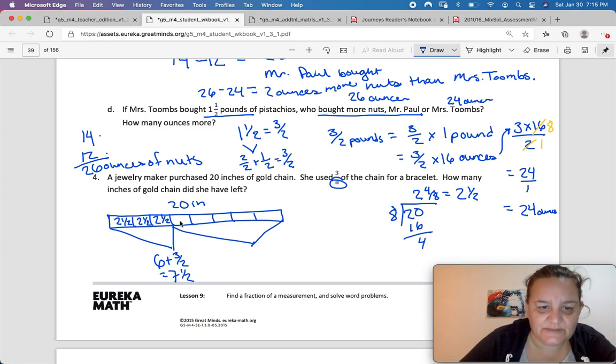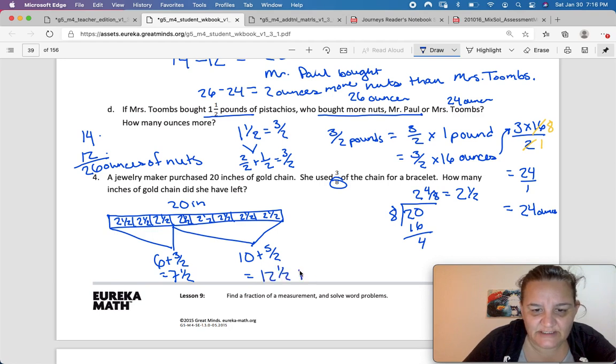And the part she didn't use, or what she had left, is 2 1/2, 2 1/2, 2 1/2, 2 1/2, 2 1/2. We can either add that up or we can multiply 2 1/2 times 5. I'll show you both ways. 2, 4, 6, 8, 10 plus 1/2, 2/2, 3/2, 4/2, 5/2 equals 12 1/2 inches. How many inches of gold chain did she have left? 12 1/2 inches.